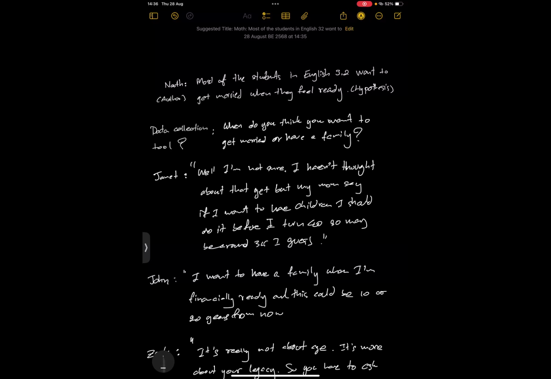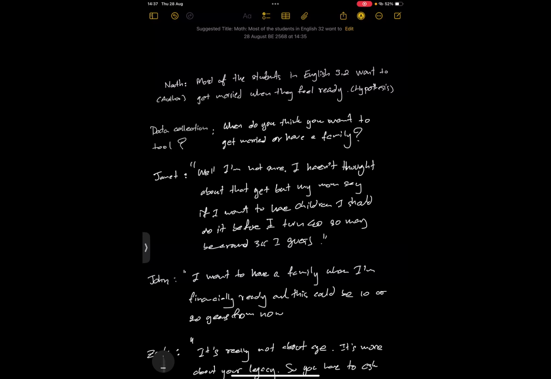About why she should get married before the age of 40, her mom might have reasons, but she doesn't clearly. But our goal is to prove whether our hypothesis is true. Now, my hypothesis says people probably want to get married when they feel ready. Clearly Janet doesn't really prioritize her readiness. She prioritized what her mom says.